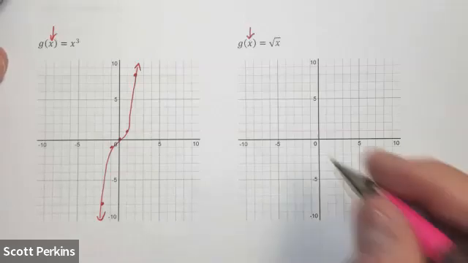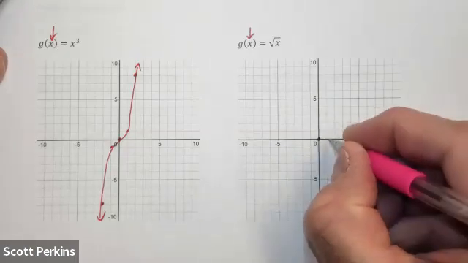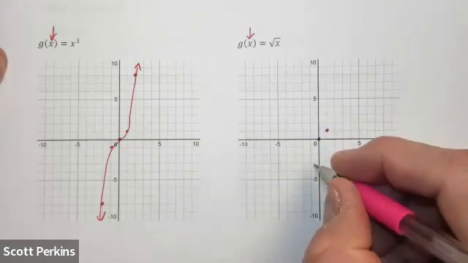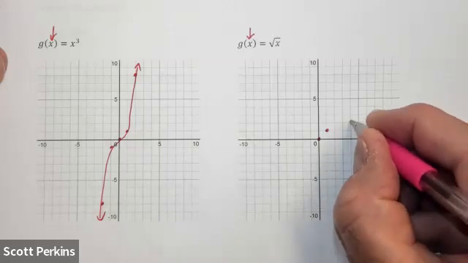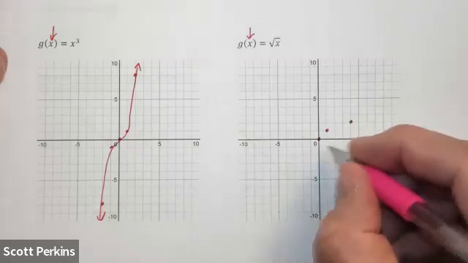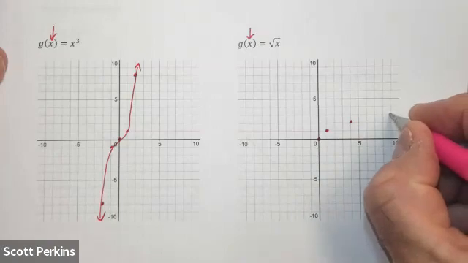Okay, so square root of 0 is 0. Square root of 1 is 1. Then I'm going to skip up to 4 because the square root of 4 is 2. And then last but not least, the square root of 9 is 3.